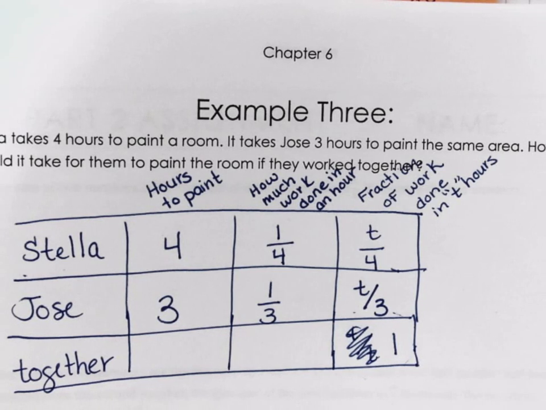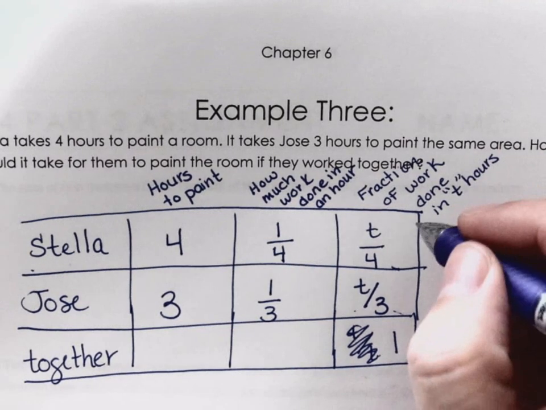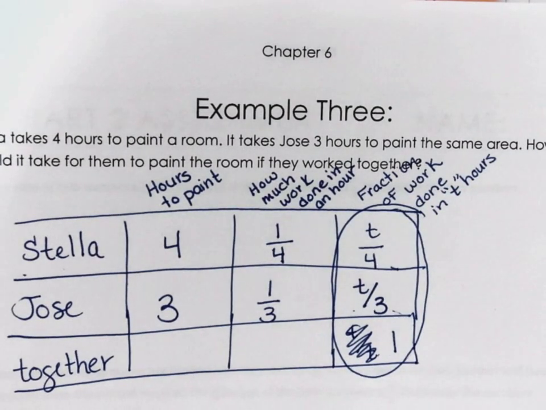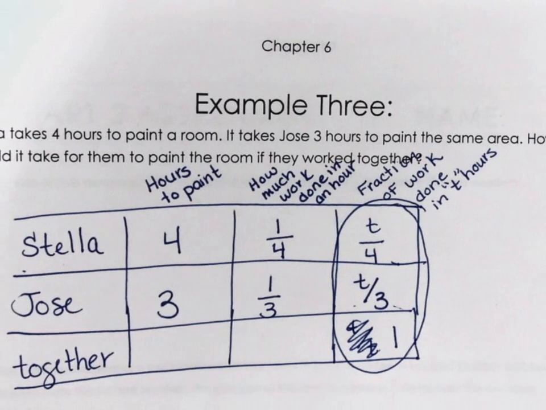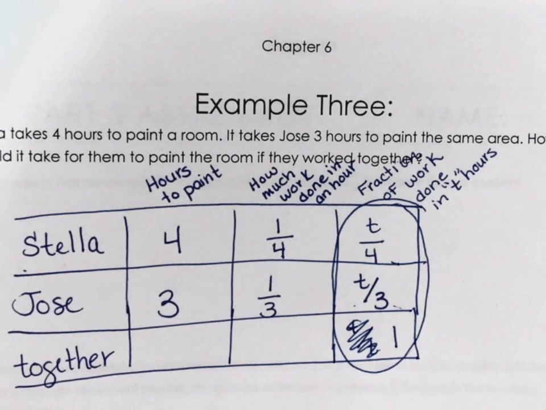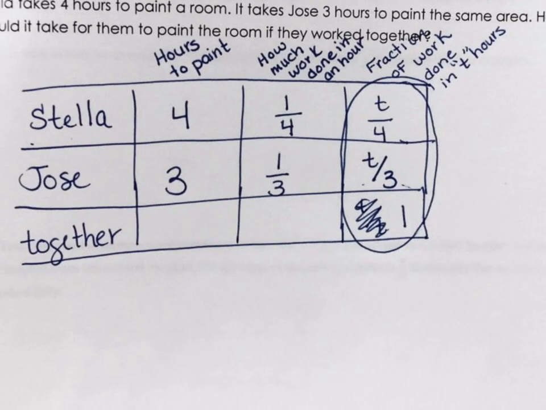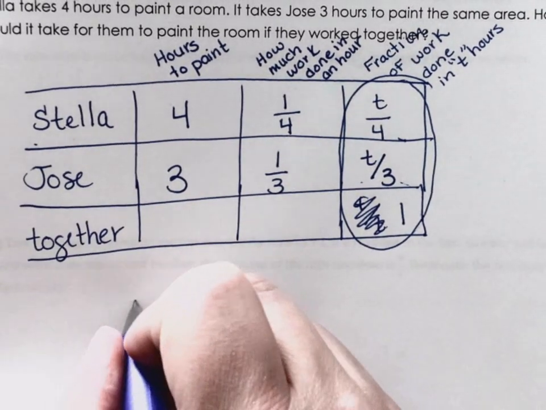All right, here we go. We are going to set this as our equation. Now we want them to work together, so what mathematical operation are we going to use if they're working together? Plus. I don't know who said that first, but you're brilliant.